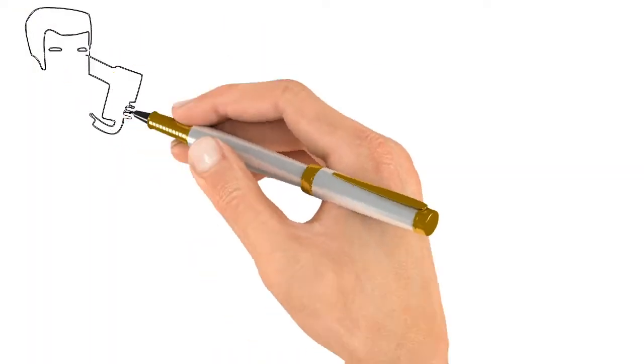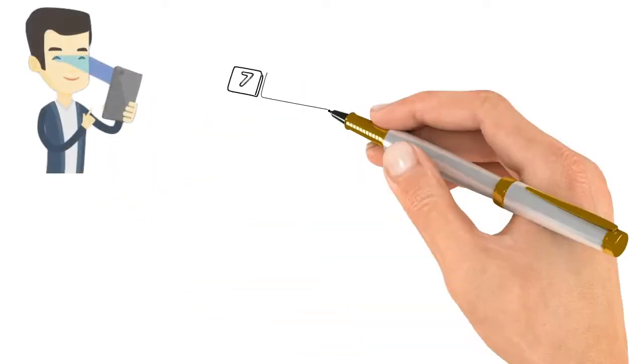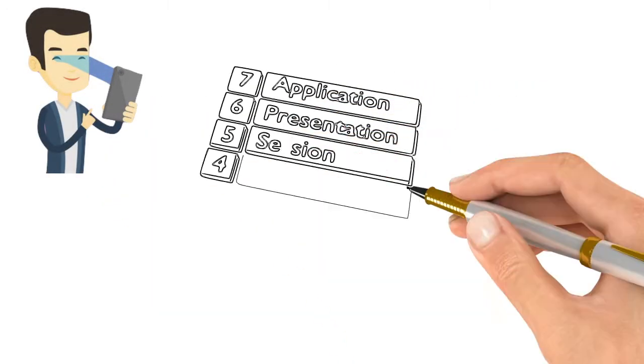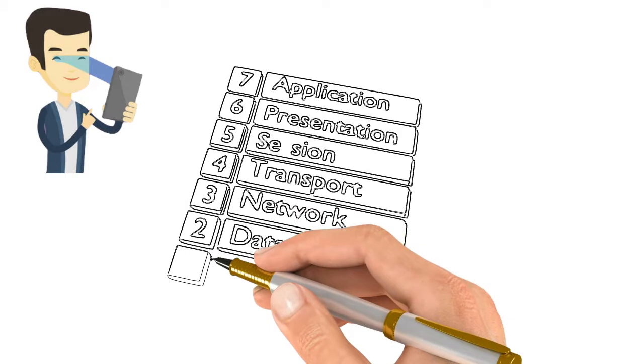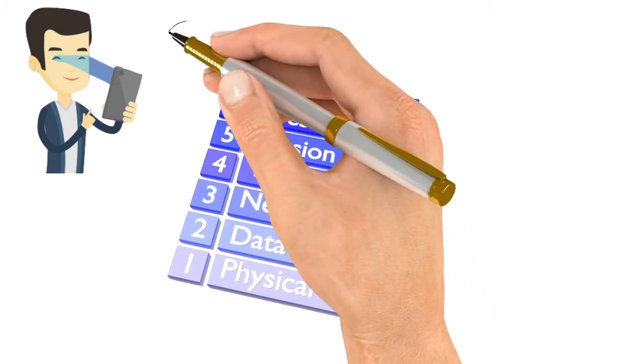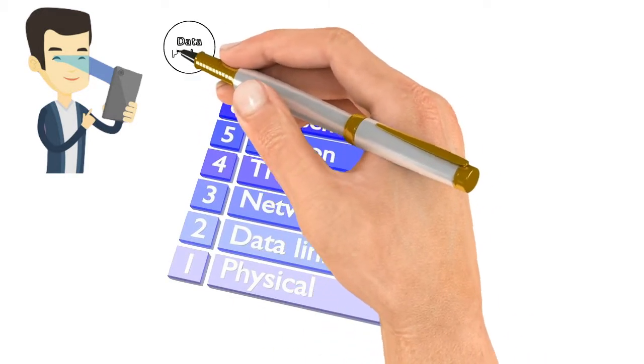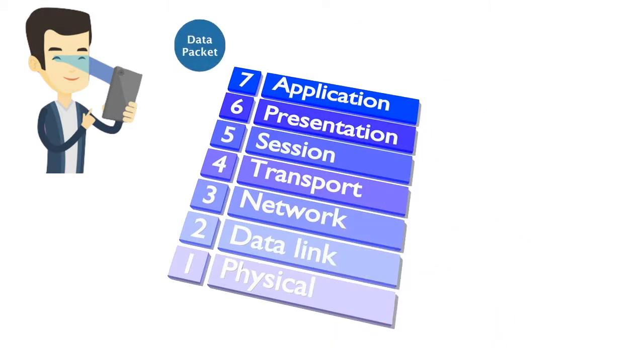If we take this guy, for example, he wants to get the Facebook homepage on his phone, and as long as that happens quickly, he'll stay happy. But what actually happens when he presses the go button on his browser application? Well, packets of data are created by the application, and the overall goal is to get those packets to their destination, usually on the other side of the world.